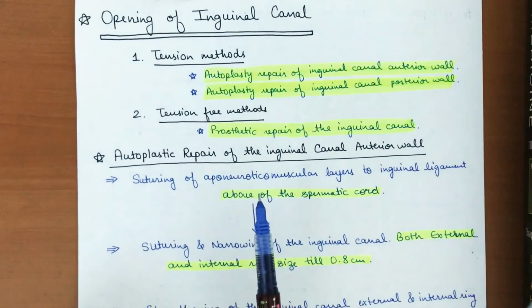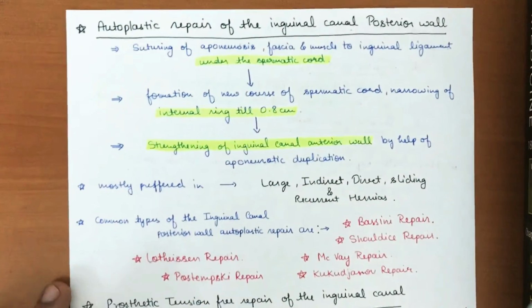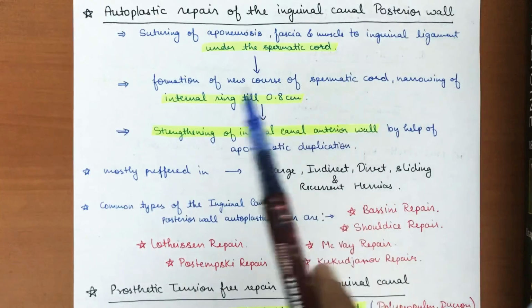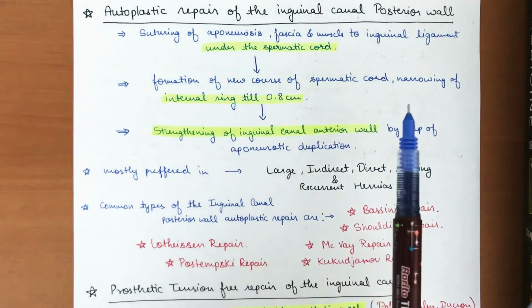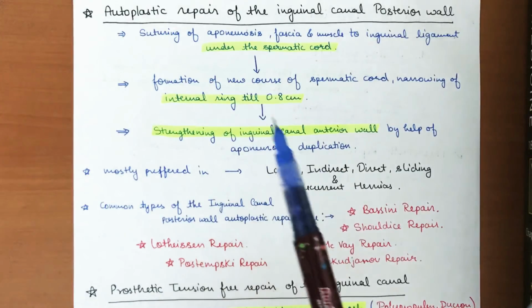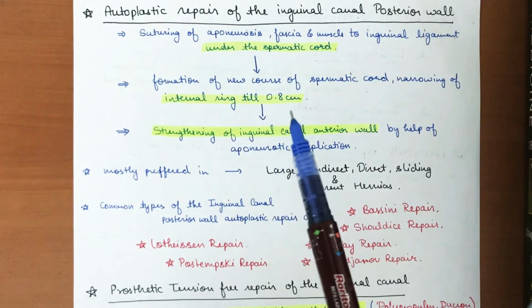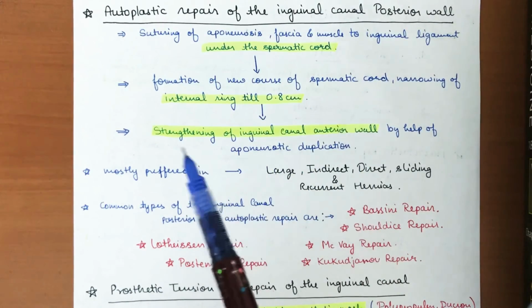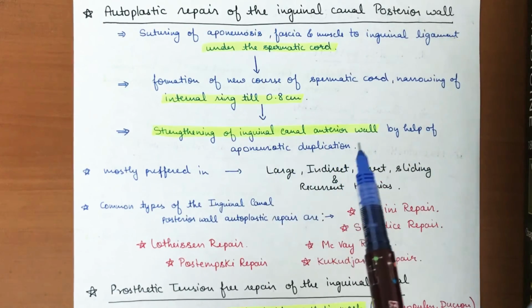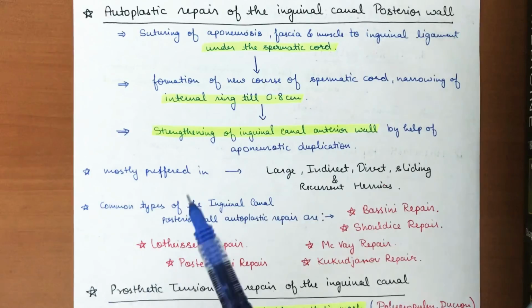So in the anterior wall method we have done it above the spermatic cord, but in the case of the posterior wall method we will be doing it under the spermatic cord, and a new course of the spermatic cord is formed, and the internal ring is narrowed, only the internal ring in this case, up to 0.8 centimeter. Strengthening of the inguinal canal anterior wall is done with the help of aponeurotic duplication. So this is the same as the earlier.